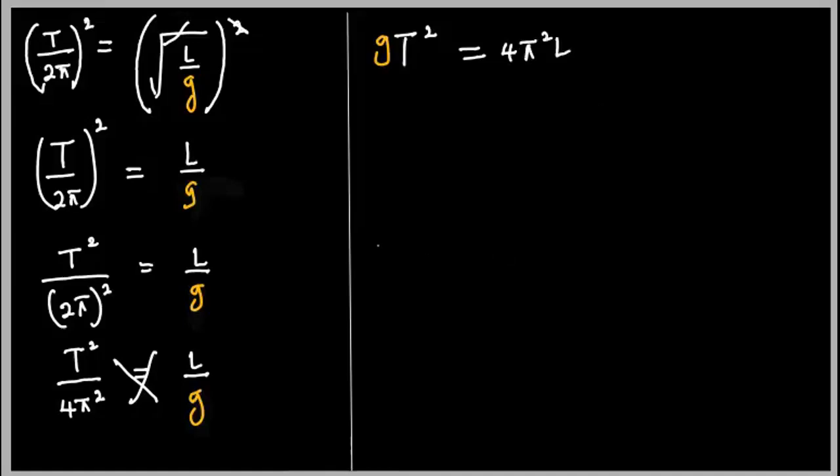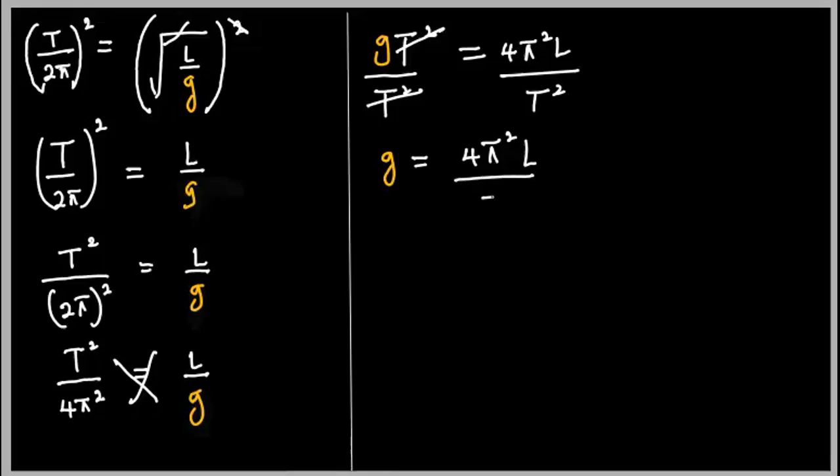And then what's next? How can we get our G? To get G, we need to take out T squared. How? By dividing both sides by T squared. So T squared cancels T squared, and then I have G remaining, equal to 4 pi squared L over T squared. Now this is the answer.